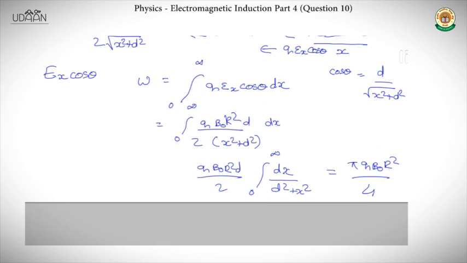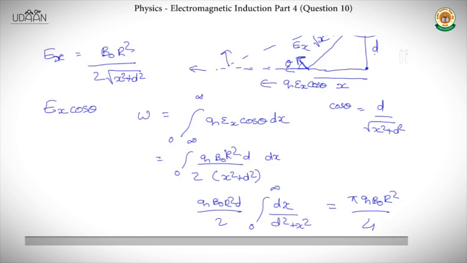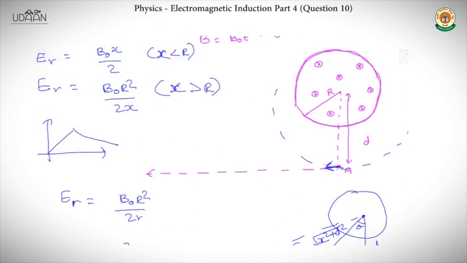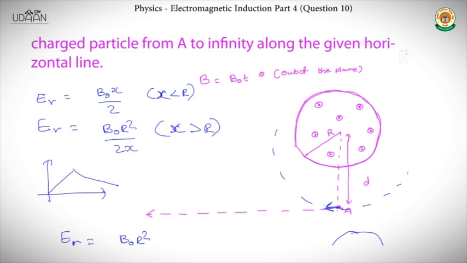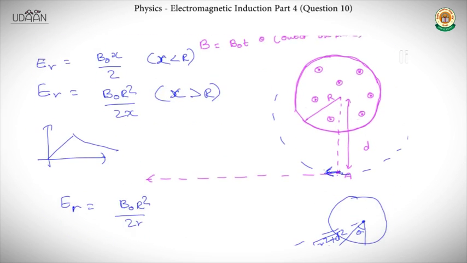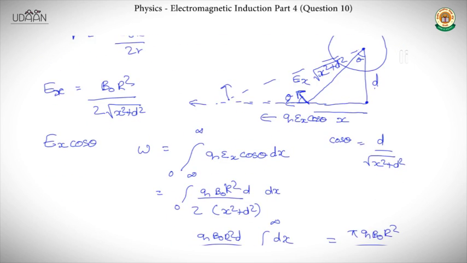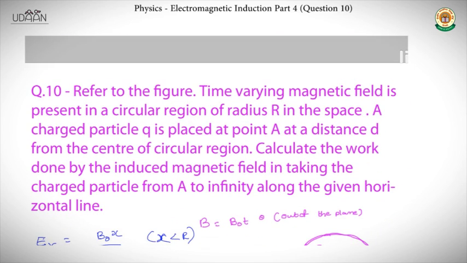So basically, this was question number 10, and we saw that in this question the question seemed to be quite lengthy, although the solution was not that long. What was important was the visualization of the question, to see what actually is happening, and after that some simple mathematical integration. So basically this was question number 10.